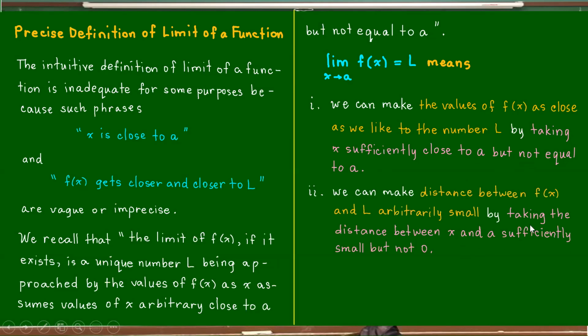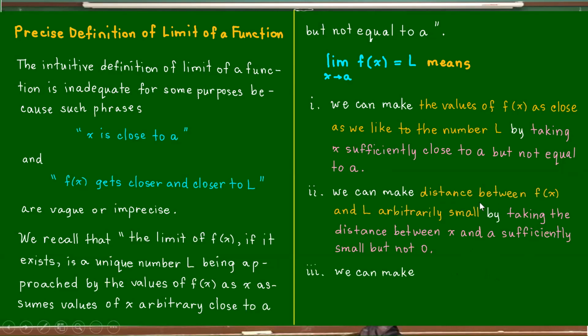What does it mean? By taking the distance. So again, if you want your x to be close to a, the distance between x and a must get sufficiently small, but not equal to 0, because x is not equal to a. So x minus a cannot be 0. Okay? And since it is distance, it is positive.